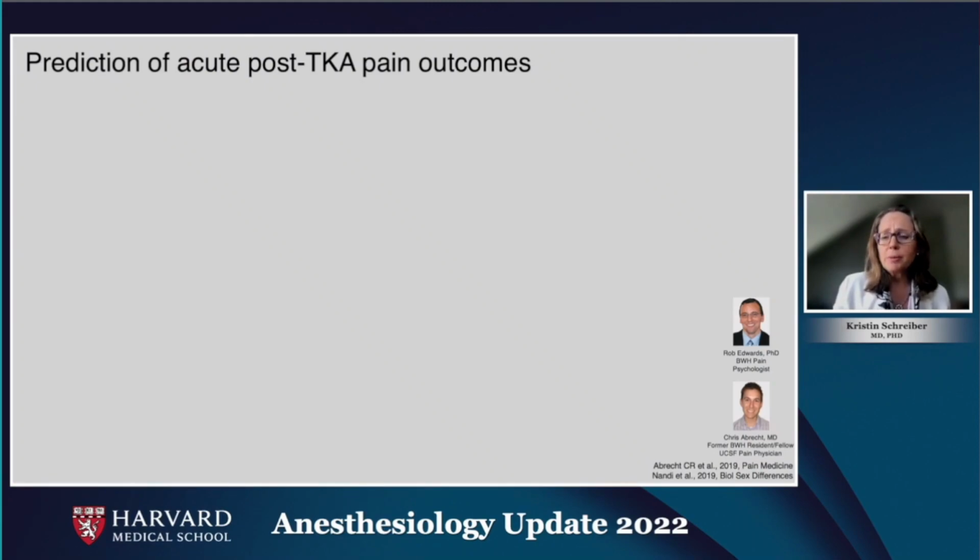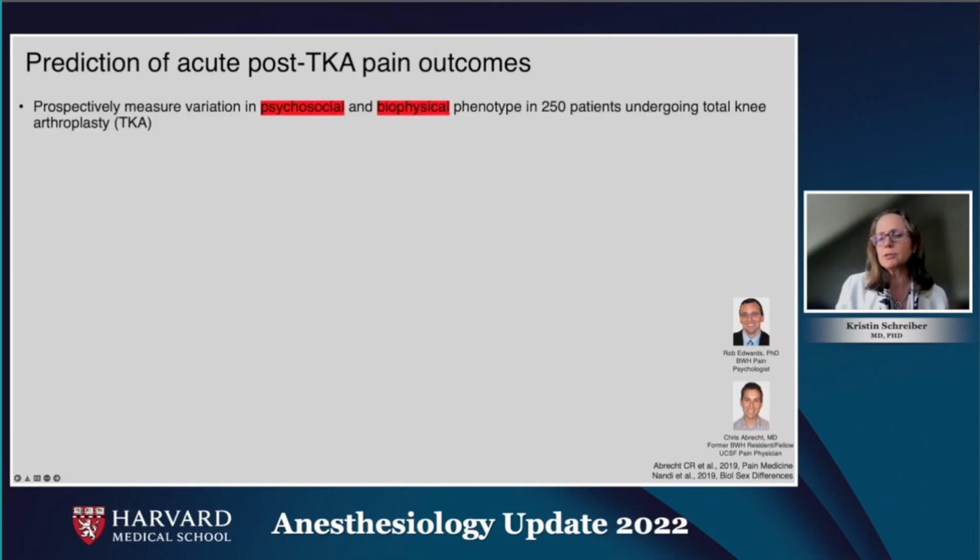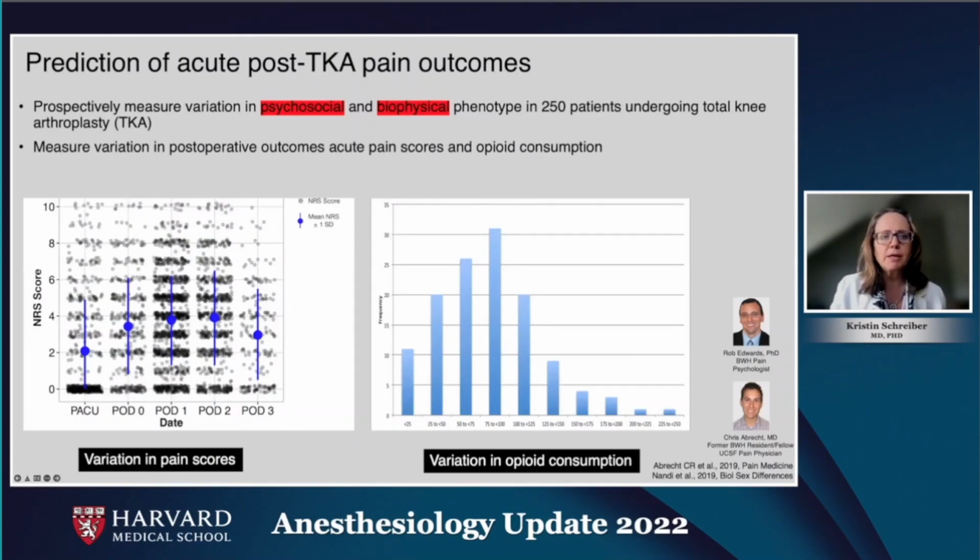So can measurement of the patient's pain phenotype before surgery actually predict postoperative pain? I'm going to show some of our findings in a couple of different surgical cohorts. So in this first study, we prospectively tested 250 patients who were undergoing total knee replacement, measuring the variation in their psychosocial and biophysical phenotype before their surgery, and then afterwards looking at their pain scores in the postoperative period. So on the left, we show quite a variety of postoperative pain scores. On the right, we have a variation of the total opioid consumption in the postoperative period.